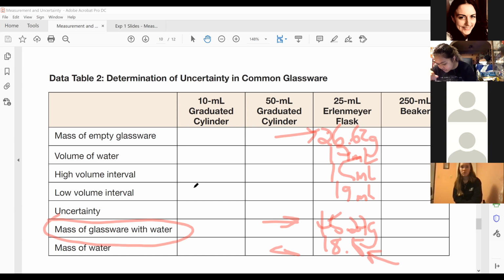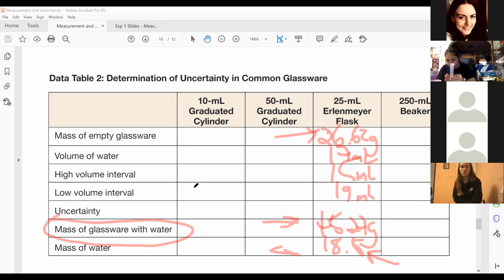What are we supposed to put for the high and low volume? How do we calculate that? That's not a calculation. That's going to be your estimate. So for instance, with the 10 mil cylinder, you're going to be pretty close. If you've put it right on 7, I would put the high volume as 7.1 and the low as 6.9. If it's right on the line, it's not 6.9 and it's not 7.1. So that's probably about as high or low in intervals as they're going to be. Oh, okay.